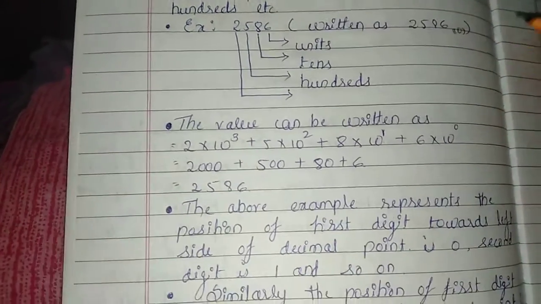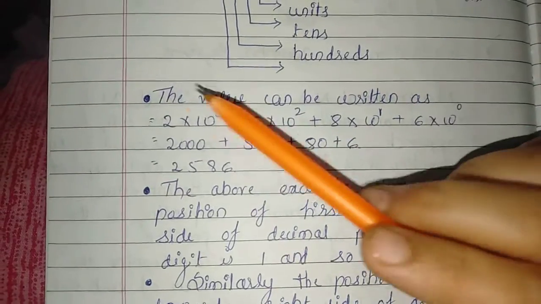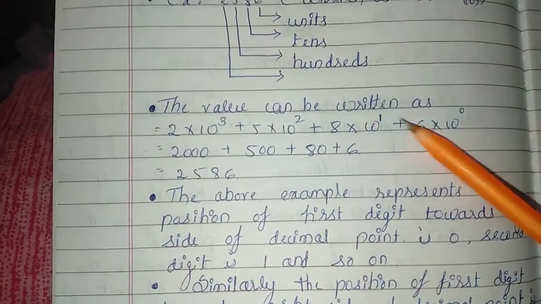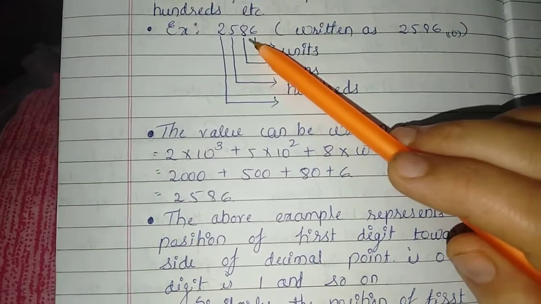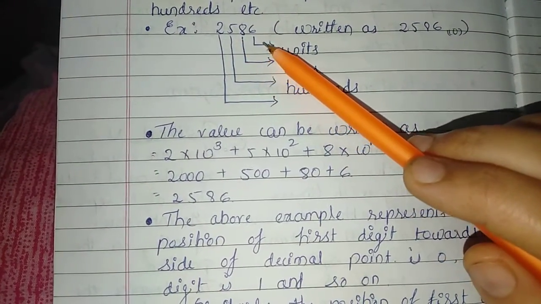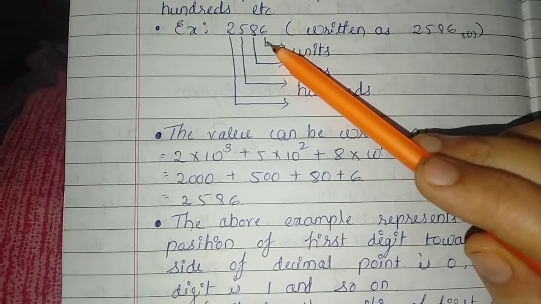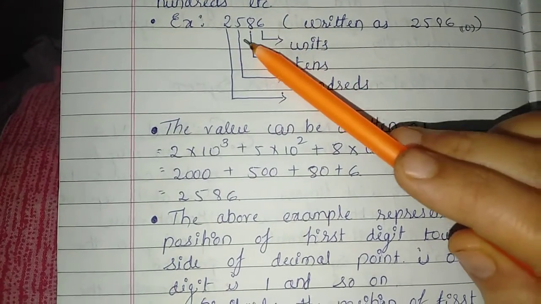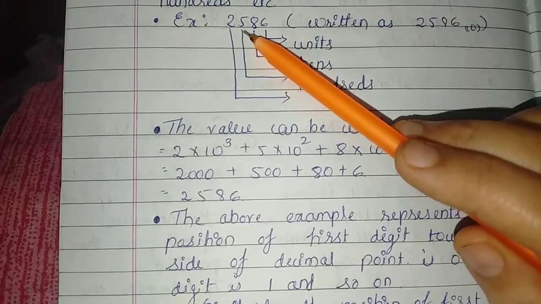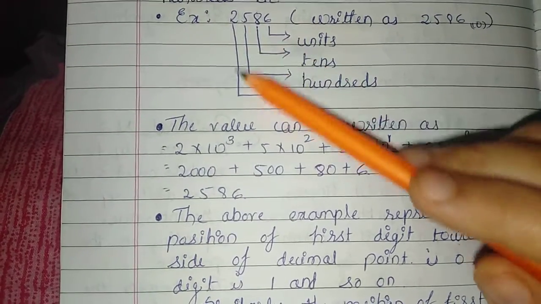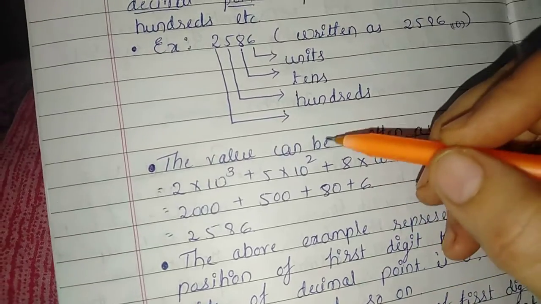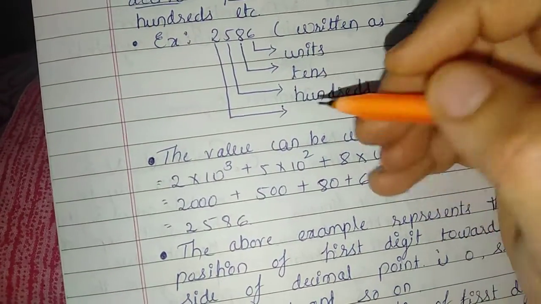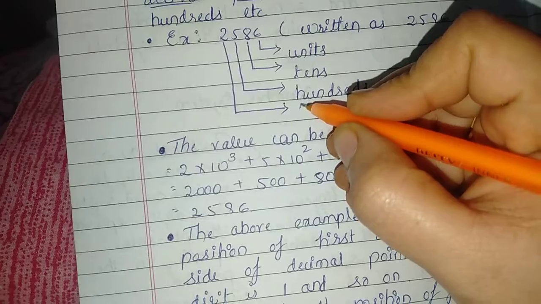Then see here, we have taken an example, 2586. Here 6 is in the position of units, 8 is in the position of tens, 5 in the position of hundreds, and 2 is in the position of thousands.